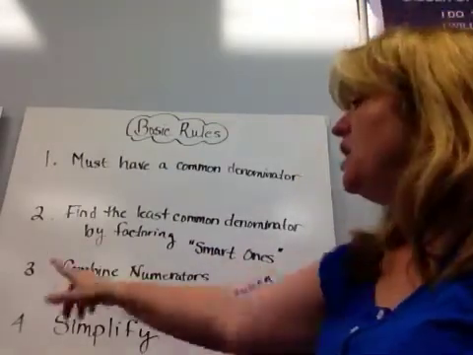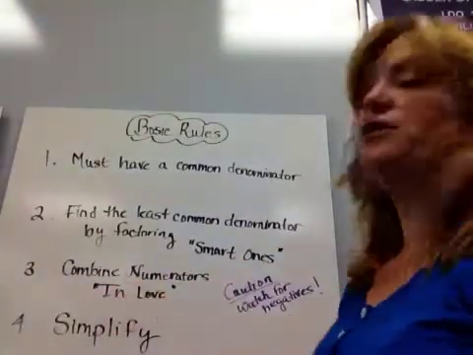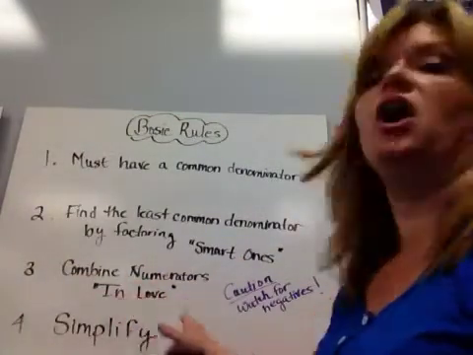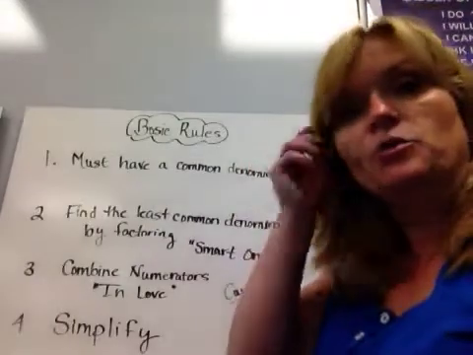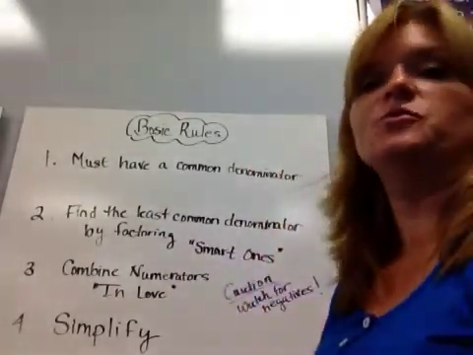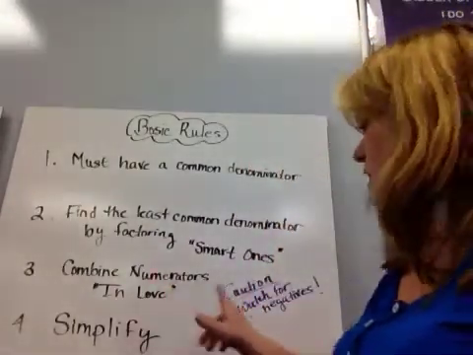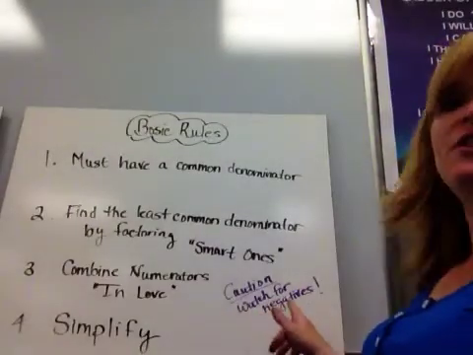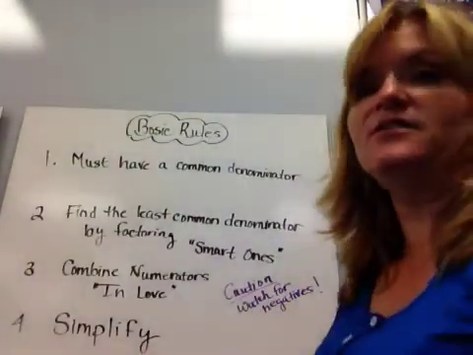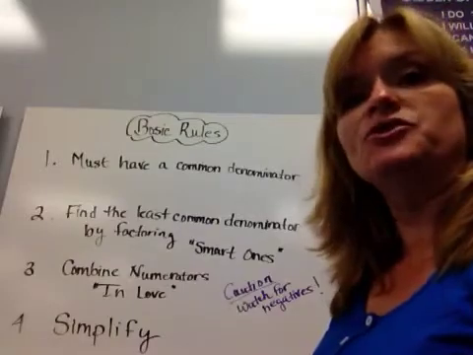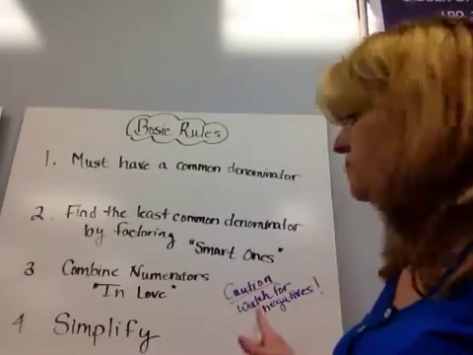The third step is we're going to combine our numerators, and I always say they're in love because you only combine the numerators. You do not touch the denominators once you find a common denominator. I want to caution you here, watch for the negatives, because when you subtract, it's like adding a negative, and you have to make sure that you distribute it. So this is important here.